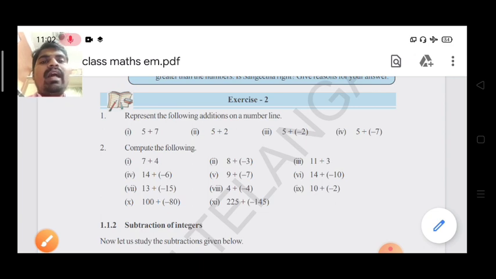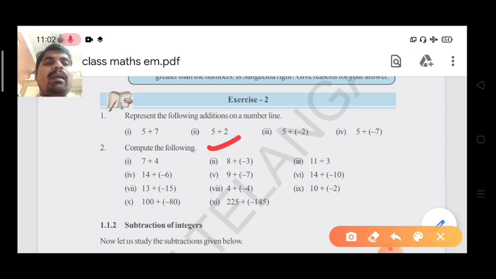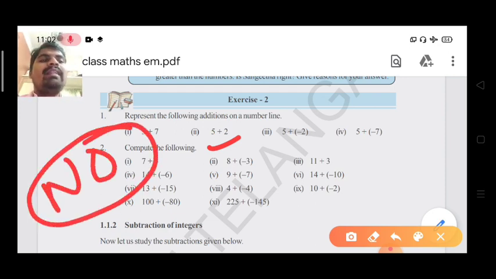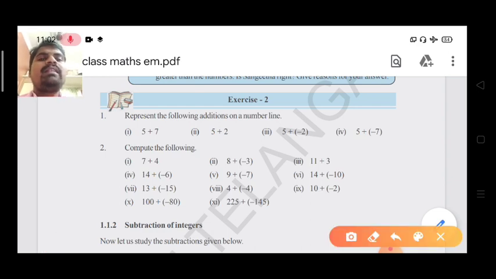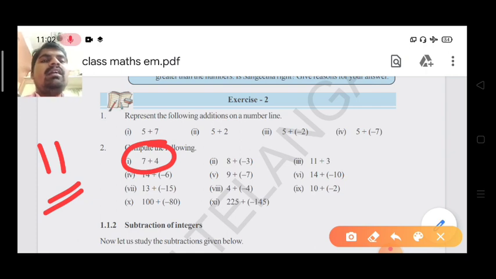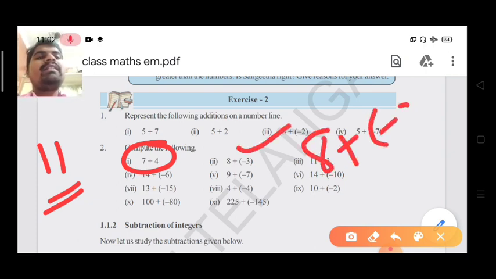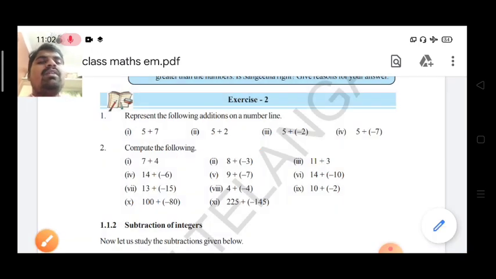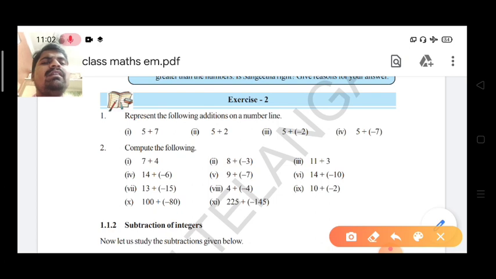And next, the second bit. We have many problems here, but in the second bit there is no need for a number line. We just have to write the answer, single step answers. For example, here 7 plus 4 is 11, this is the answer. For example, 8 plus of minus 3, very simple. Plus into minus, already explained, plus into minus is minus, and 3. So 8 minus 3, what is the answer? 5. Like this you have to complete this also, just single step.